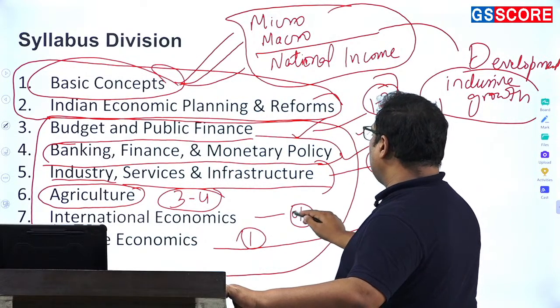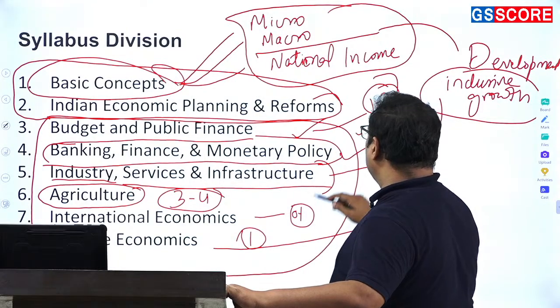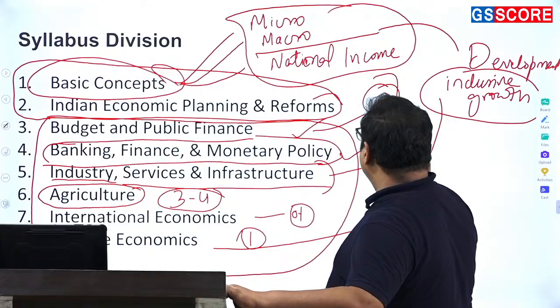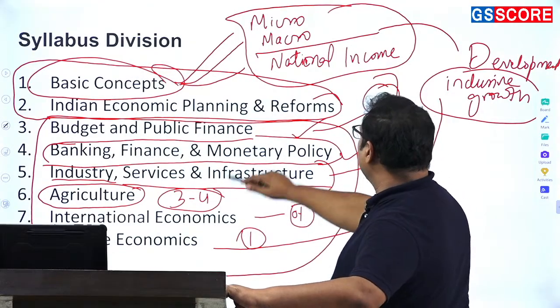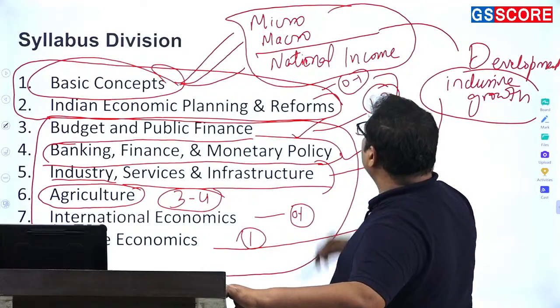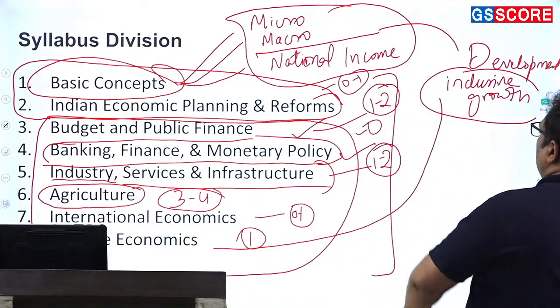Okay, so I would say this is 0 to 1. This is roughly 0. Okay, and this is 1 to 2. This is 1 to 2. This is 3 to 4. And these two together, let's say 0 to 1 or 1. So that is how they're asking.